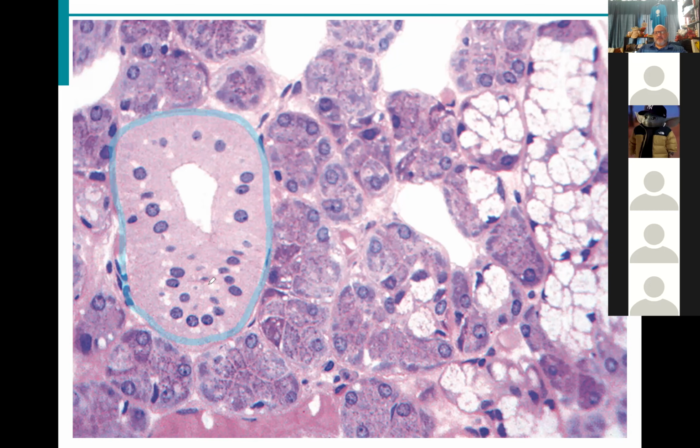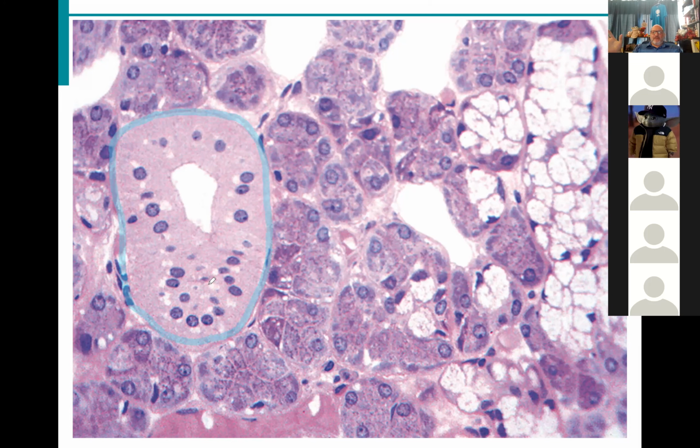Excellent, that's a duct. All right, and remember, all ducts do is carry the secretion out of the body. They're the PVC pipe that moves it. They're the straw that it passes through. It doesn't change it, it doesn't make it, it doesn't modify it or anything. It's just the passageway out.